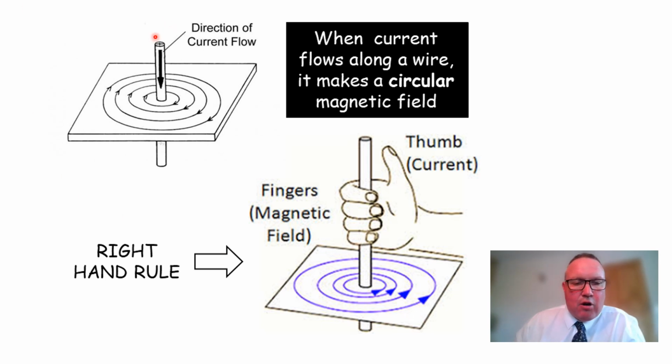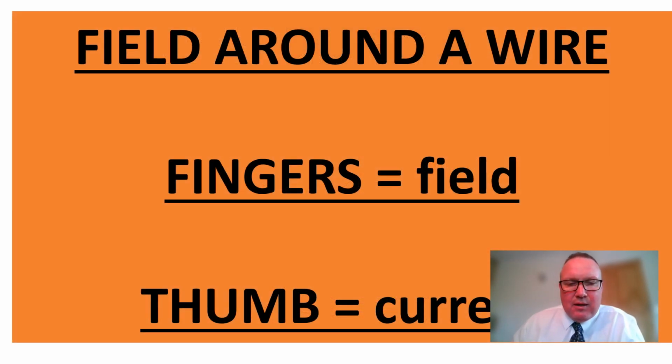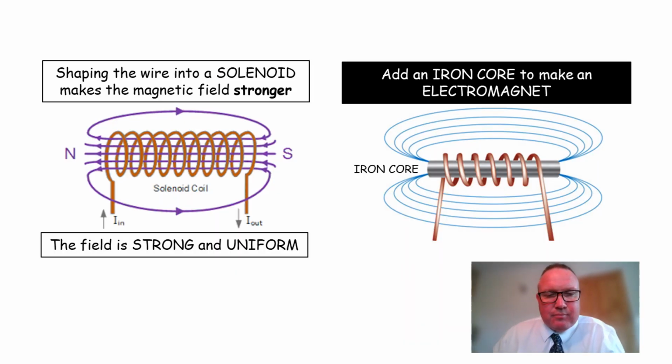I can see if the current is going down the wire like this, I'd imagine holding it with my right hand, but now the fingers would curl clockwise around the wire. So the right hand rule is used to tell us what the field around a wire is. The fingers stand for the direction of the field, and the thumb points in the direction of the current.